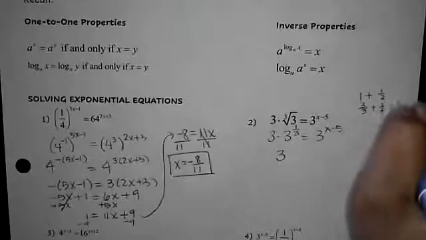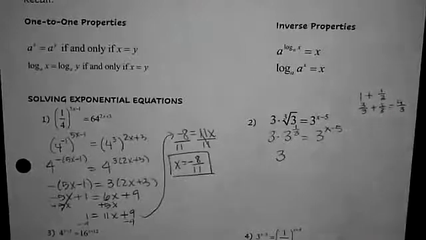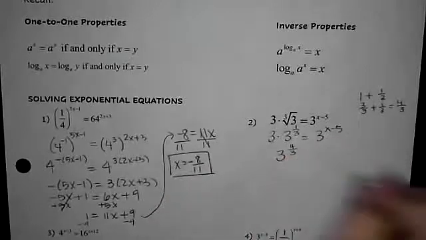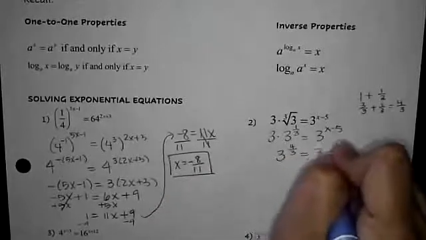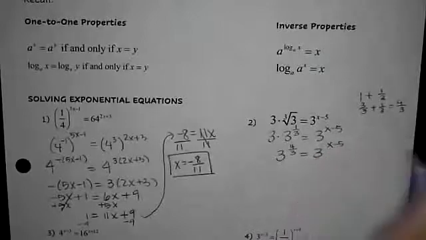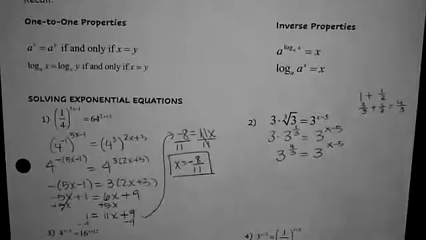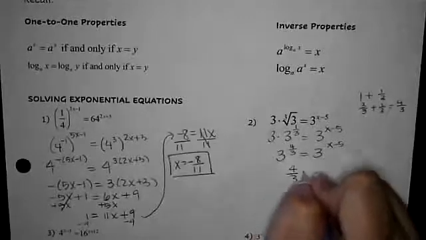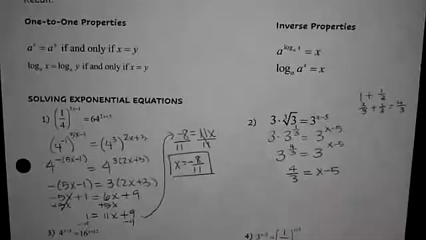And so 3 plus 1 is 4. So we get 4/3. So on this left-hand side, we have 3 to the 4/3 power is equal to 3 to the x minus 5. Now that we have one exponential on each side of the equal sign, and they both have the same base, we can set our exponents equal to each other.